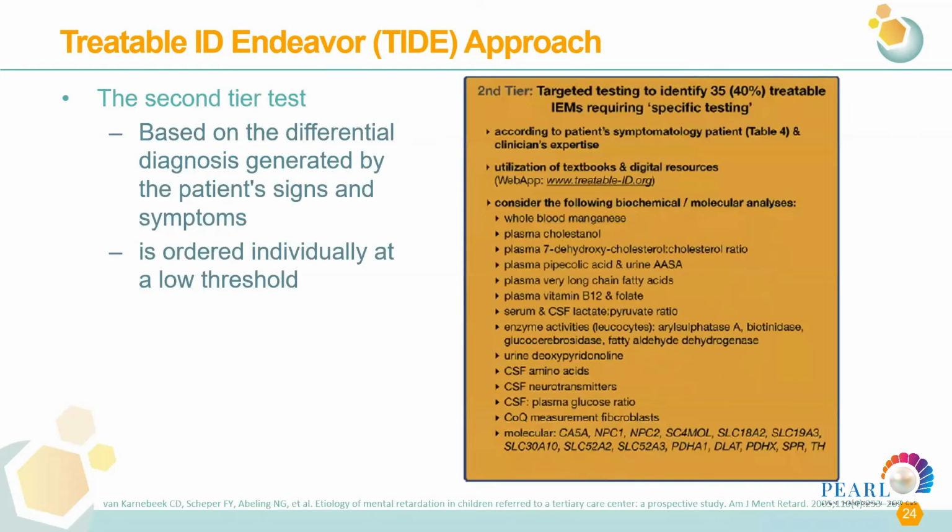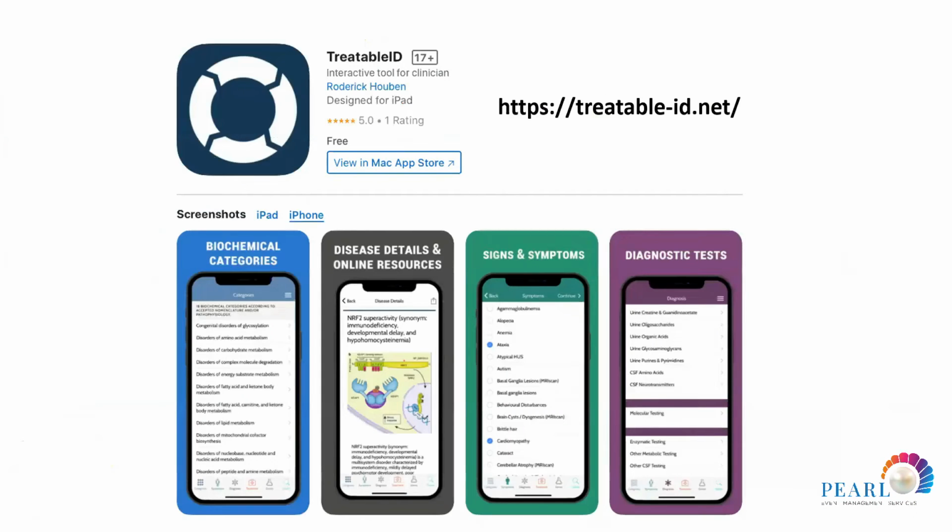The second tier test is based on the differential diagnosis generated by the patient's signs and symptoms, and they highlight that you should order it with a low threshold. This is a very long list, as you can see here, and they mentioned that it diagnosed the remaining 40% of the treatable inborn errors of metabolism that they highlighted in their literature review. This is available as an application that you can easily download, treatable ID. You can plug in the signs and symptoms. It can give you what testing to order, and then what are the differential diagnoses. So sometimes these tools can be useful. However, you have to rely on your knowledge as well.